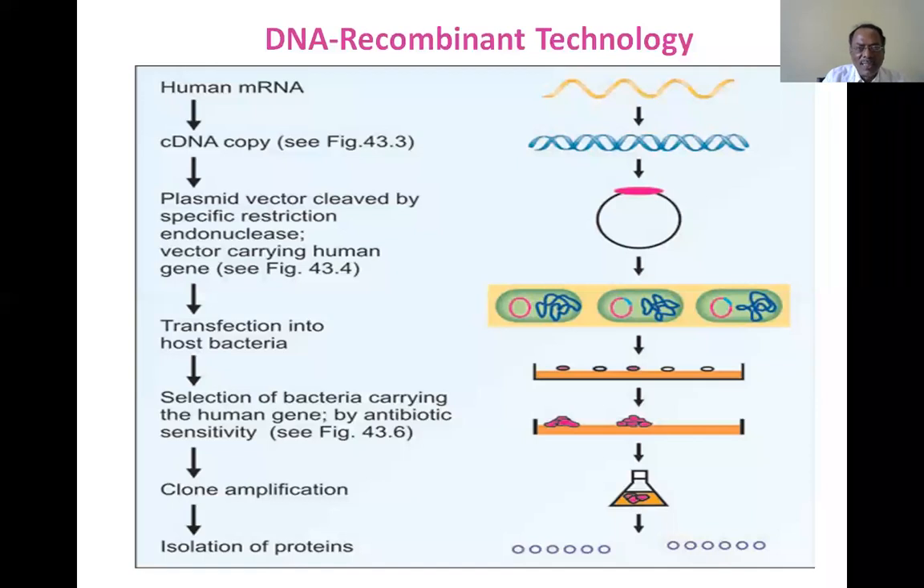This is now called DNA recombinant technology, or recombinant DNA technology, or in popular words, genetic engineering. So these methods are all commonly called genetic engineering. What is the biggest advantage of this? To produce so many biomolecules quantitatively.